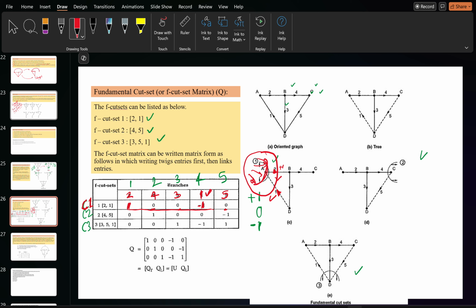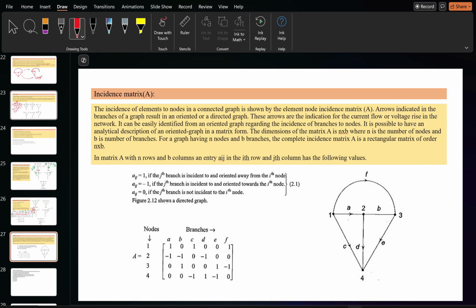Okay, so let me move to the incidence matrix. I have already explained the incidence matrix in the last class. This is the row and this is the column. The columns are the branches and the rows are the nodes. So you just have to write the nodes in the horizontal manner, 1, 2, 3, 4, however many nodes there are in the graph.